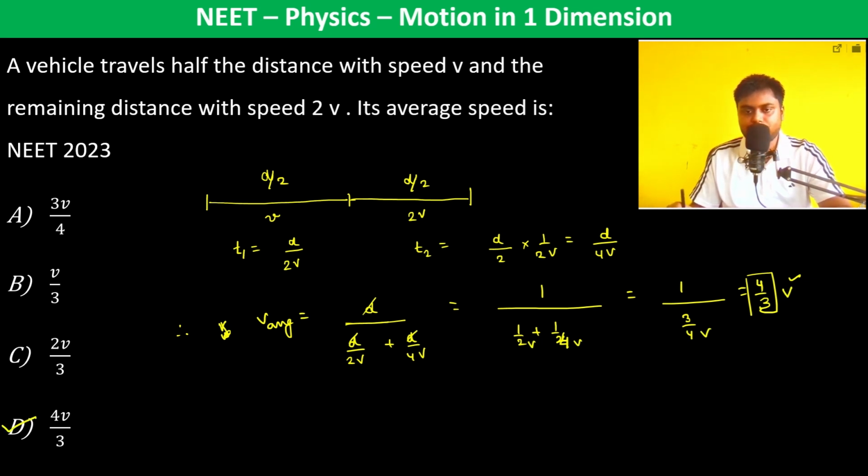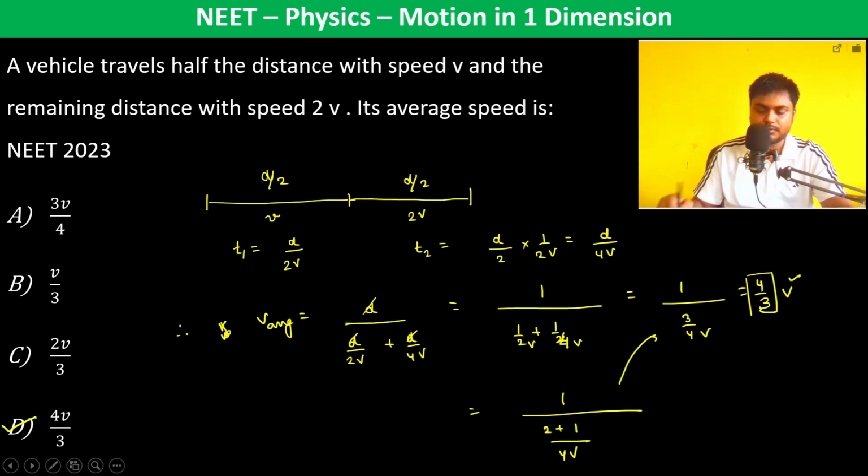So here what we have done is basically we added this, so 4v, 2 plus 1, so that's why it becomes 1 divided by 3 by 4. So therefore D is the answer.